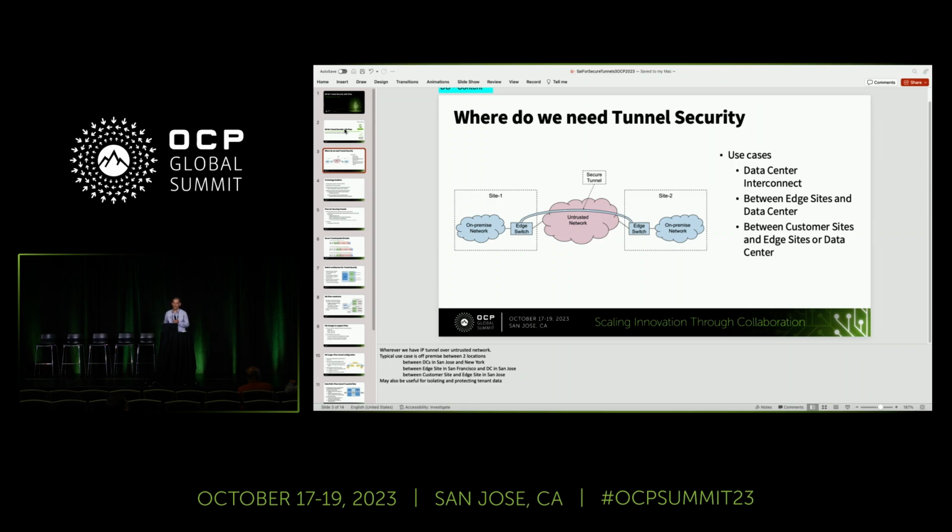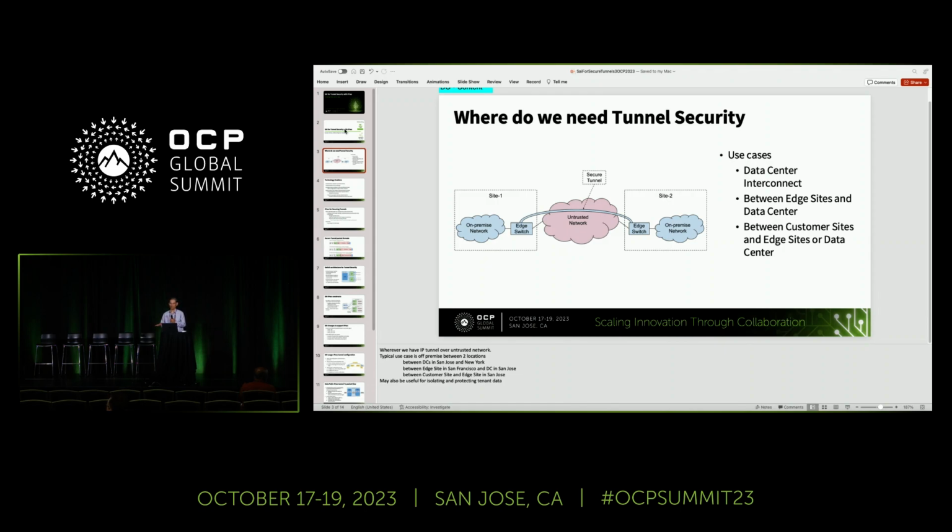So why do we need tunnel security? The typical case where it comes up is when you have a tunnel going across an untrusted network between two sites. And there are variations of that. The two sites could be two data centers. It could be between an edge site and a data center. So in the first case, it could be two data centers in completely different geographies. Take example of, say, San Jose and New York. And the edge site and a data center could be potentially San Francisco edge site is homing into a data center in San Jose.